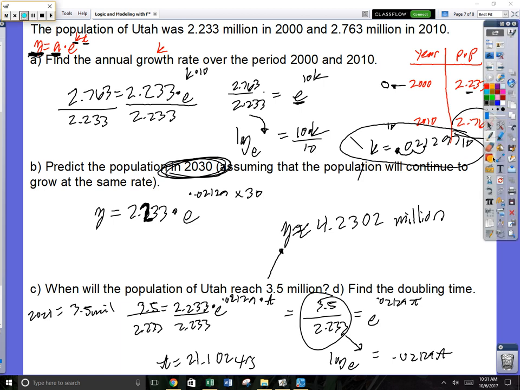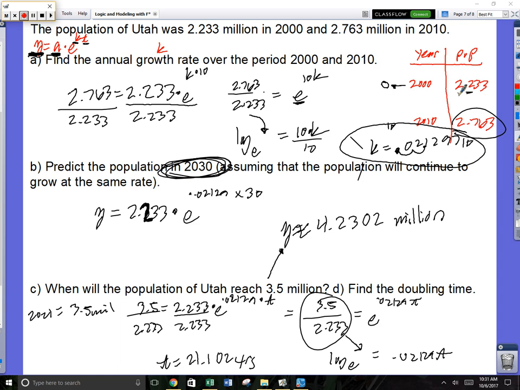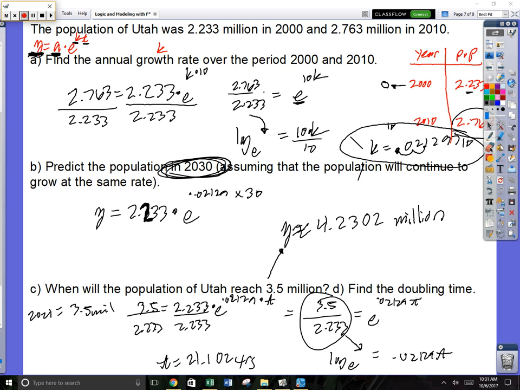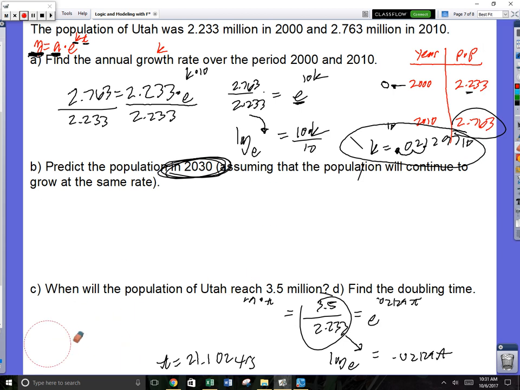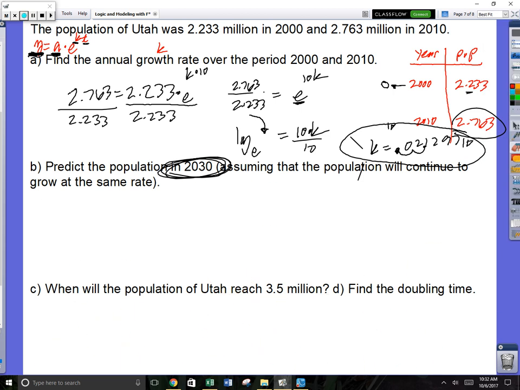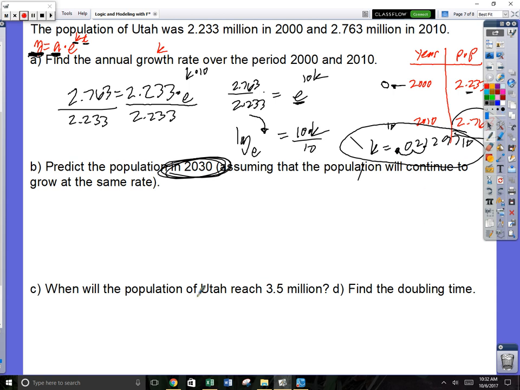So we got really close to doubling in 2030. If we start at 2.233 and in 2030 we're at 4.2, that's way close to doubling. So let me erase some stuff. You can use a quick calculation with the rule of 70. The rule of 70 says you take 70 and divide it by your percent, which was 2.129%. If I do 70 divided by that, I get approximately 32.8 years. So it's going to take close to maybe 33 years to double.